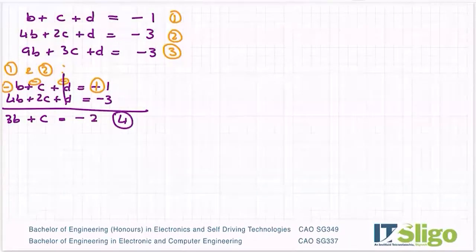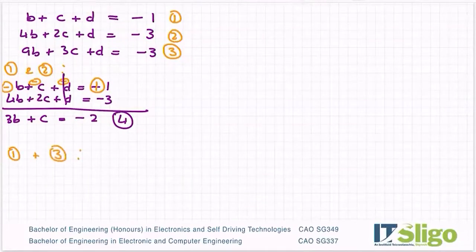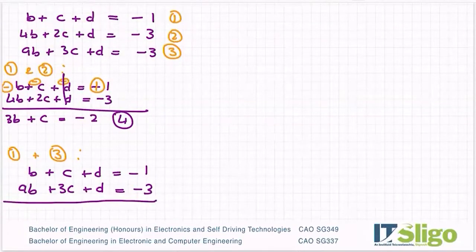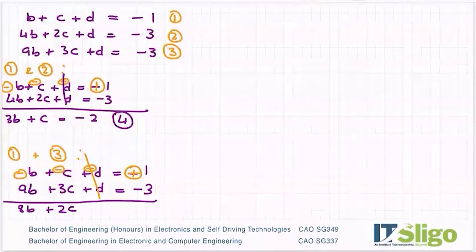Okay, doesn't matter again which ones I take. Let's take equation 1 and equation 3. So I have b plus c plus d being equal to minus 1. So the maths in these types of simultaneous equations tends to be okay, as in easy enough numbers, but just so easy to make a mistake, okay? So change the sign, change the sign, change the sign, change the sign. My D's are cancelled. So 9b minus b is 8b. 3c minus c is 2c. Minus 3 plus 1 again is minus 2. That's my equation 5.